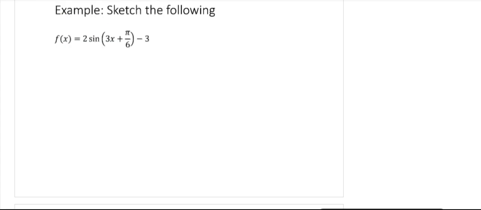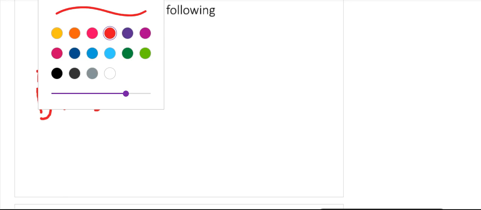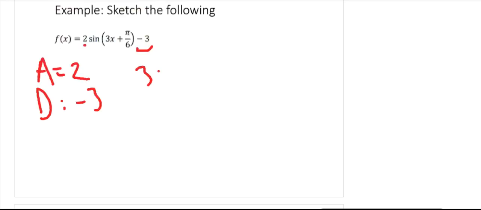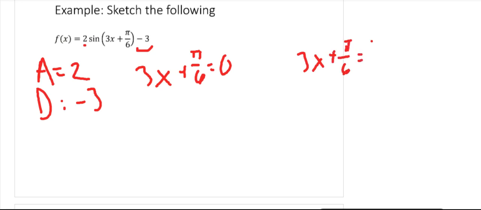Okay, so the first thing that I'm going to do is amplitude is equal to 2, because that's the number right there in the front. Our midline is represented by that -3, so that means the new midline is going to be down at y equals -3. Now we can go ahead and do our start and our end. We do that by creating two equations. One is equal to 0, and the other one is going to be equal to 2 pi.